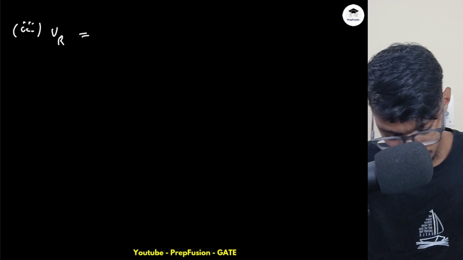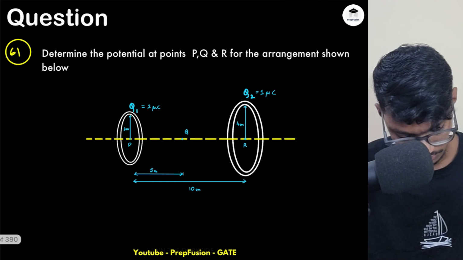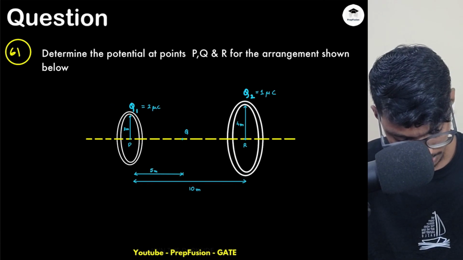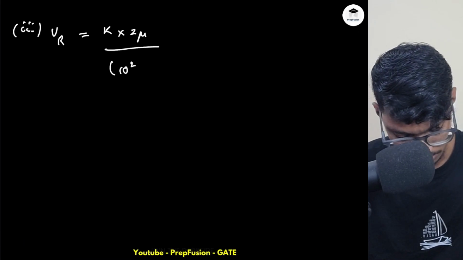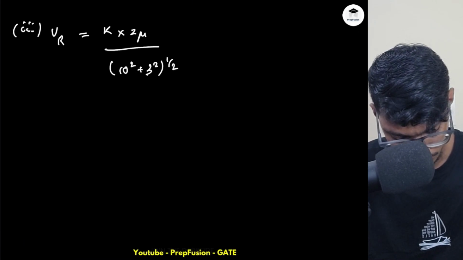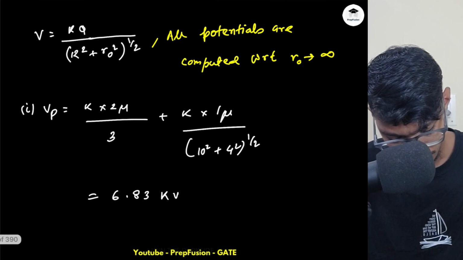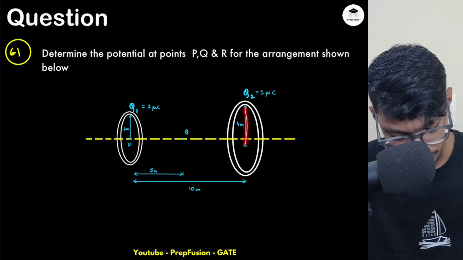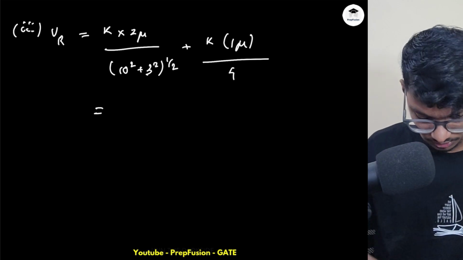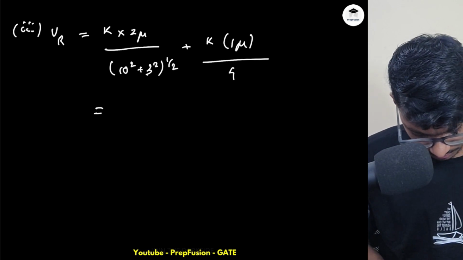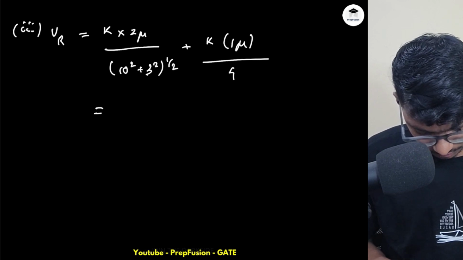So VR will be the same thing only here. This will be 2 micro. Now the distance here will be 10 square plus 3 square, whole under root, plus K 1 micro. Now this perpendicular distance is 0, only this 4, so this will be only 4. So I will compute it. So this will be 9 plus 100 whole under root plus 1 divided by 4.